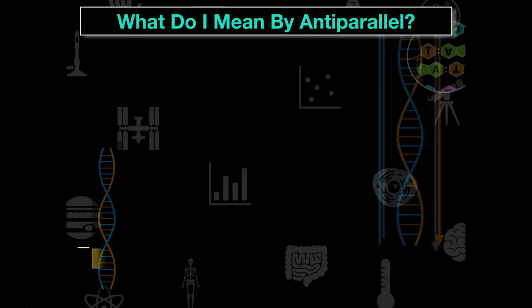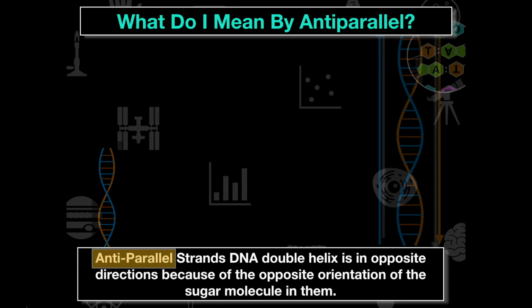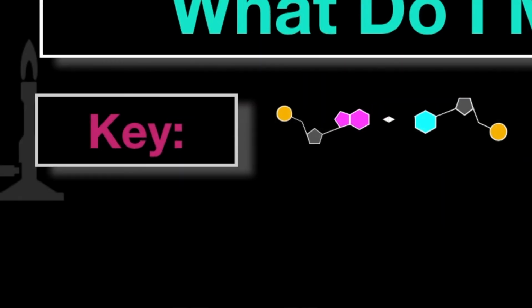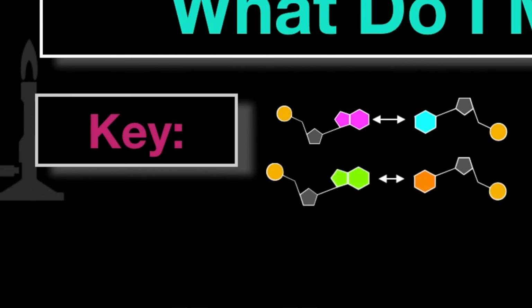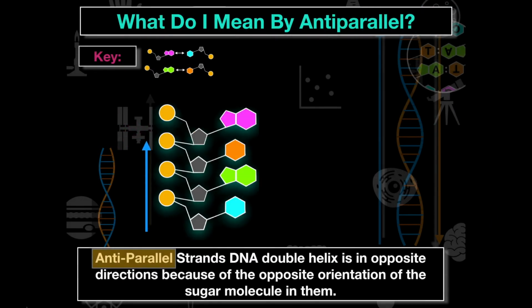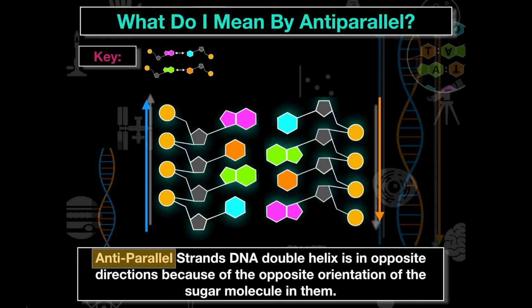So what do I mean by anti-parallel? Well, think about this. The orientation of the DNA is opposite. So let's forget the A's and the T's and the G's and the C's. Purple's always going to go with blue. And then if we look at this, orange is always going to go with green. Now we're going to get our anti-parallel strands of DNA. We have our strand on the left, and then our strand on the right. Purple is with blue, orange is with green, green is with orange, and blue is with purple.